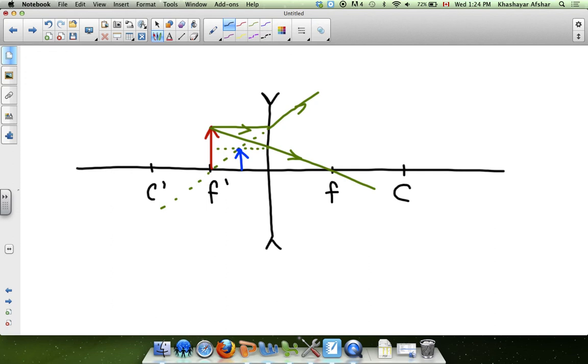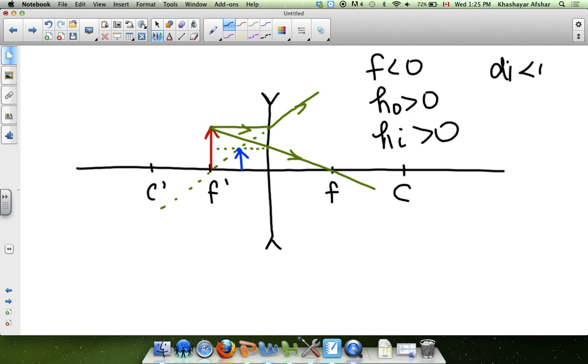Again, if you want to pause it, now would be the time. So the focal point is negative because it's a diverging lens. The height of the object is positive because it's right side up. Same thing with the image. It's positive, so it's right side up. The distance of the image is negative because it's virtual. The distance of the object is positive. And finally, the magnification, again, the image is smaller, so it's going to be less than 1, and then greater than 0.